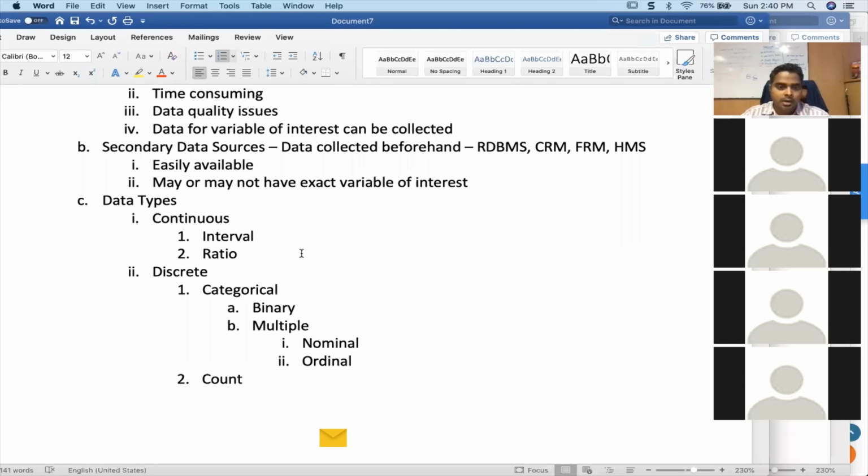Okay, anyways. So we have binary and multiple data. Within multiple categories, if you have data which can be sequenced in an order, that means will a customer be satisfied or dissatisfied or neutral? Then it will be ordinal data. Okay, guys. If it cannot have any natural sequence, then it is nominal data.